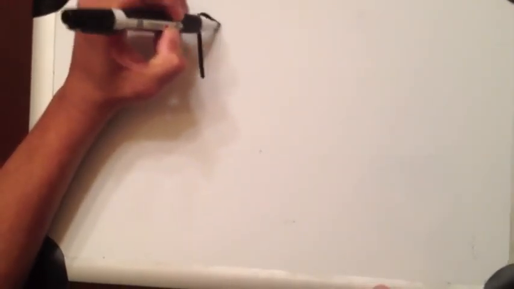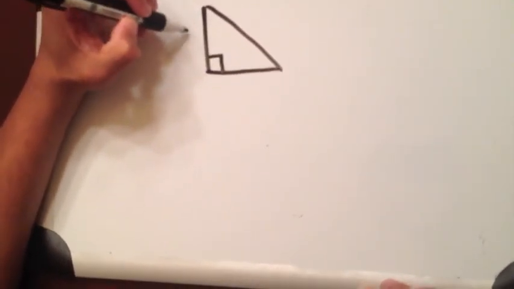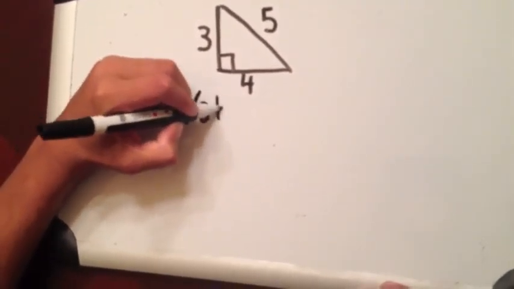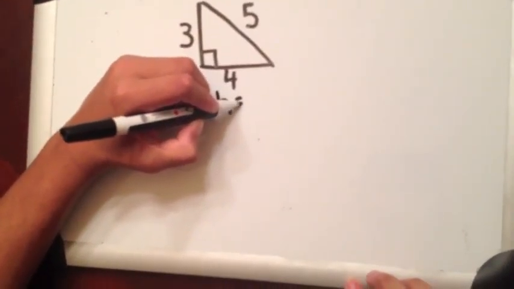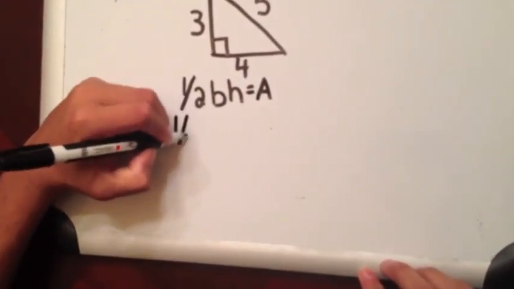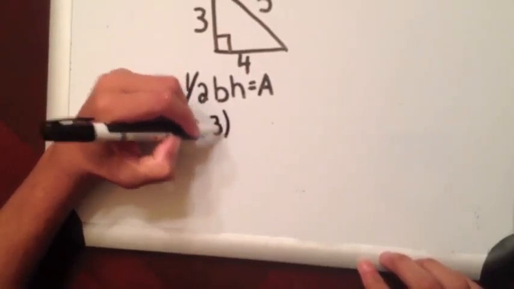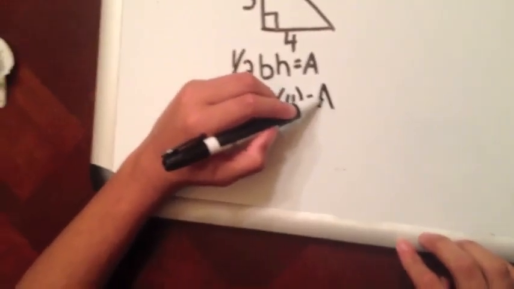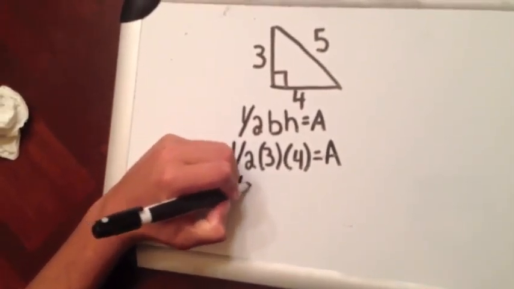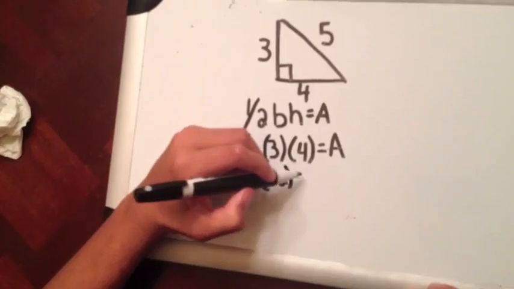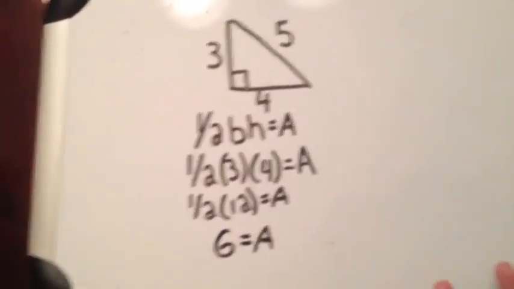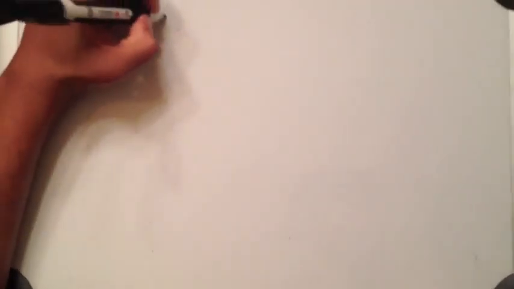Okay, so now let's try to apply this to an example. So we'll use the same right angle triangle that we used for the Pythagorean theorem with sides 3, 4, and 5. And we'll use the normal 1/2 base times height way of finding the area. So it's 1/2 times 3 times 4 is equal to the area. And if you do 3 times 4, it's 1/2 of 12 is equal to the area. So thus 6 would be equal to the area. So remember that using the normal way, we got 6 as the area.